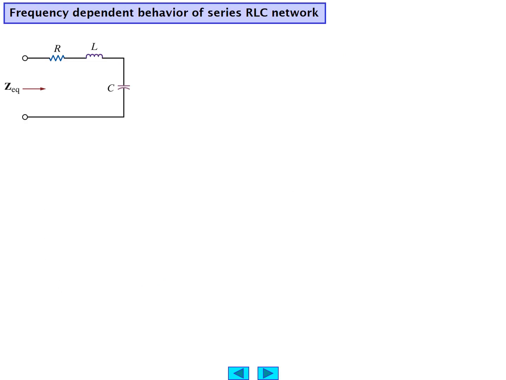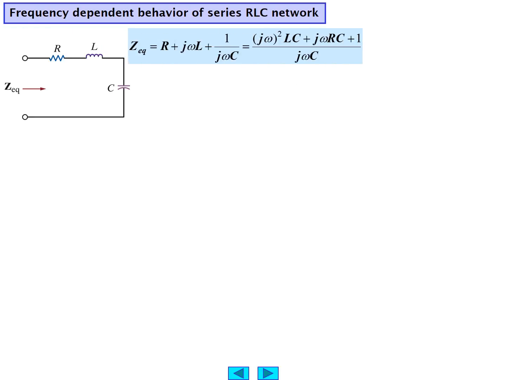Let's look at the frequency dependence, though, of a variety of circuits using resistors, inductors, and capacitors. So here we have the series RLC network, 3 components in series, and we're interested in the equivalent impedance. We can write the equation for the impedance, since it's the sum of 3 impedances, R plus j omega L plus 1 over j omega C. We can also recast that, putting it all over j omega C, and we end up with a numerator term, which is the quantity (j omega) squared times LC plus j omega RC plus 1, divided by j omega C.